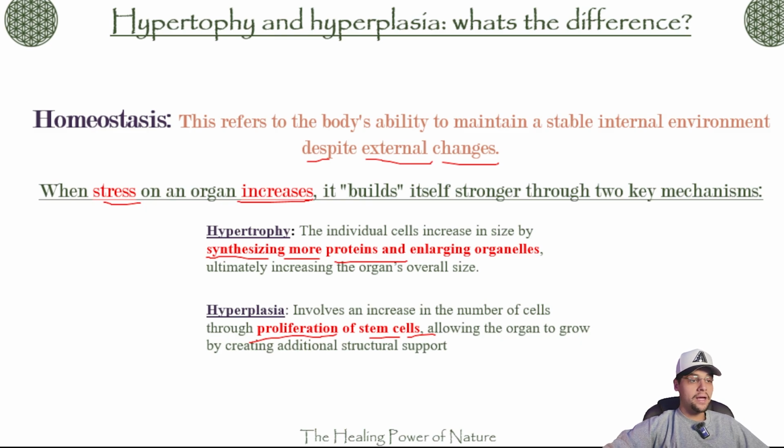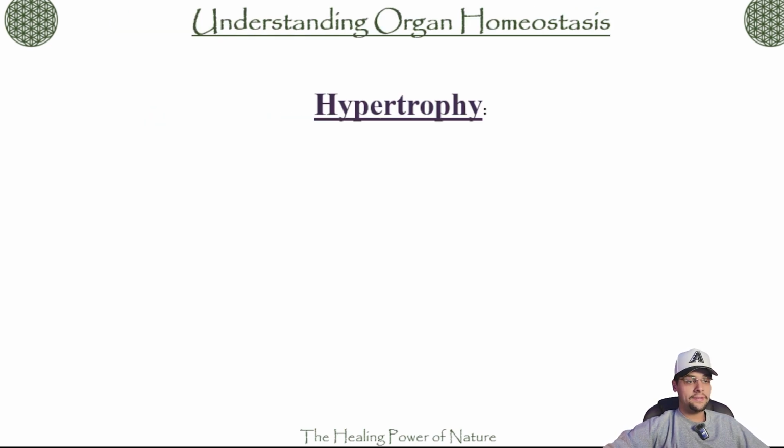All right, so by understanding these processes, we see how the body smartly adapts to its environment. The body adapts to its environment, all right? Much like a well-built house adjusts to withstand changes in weather, so does our body. It adjusts to the external forces that are placed upon it. To better understand these mechanisms, let's break them down, all right? So we're going to start with hypertrophy, all right?